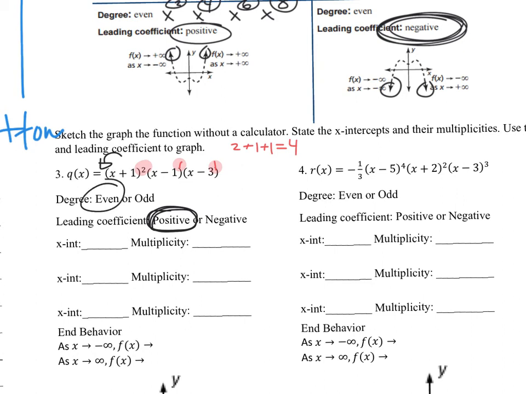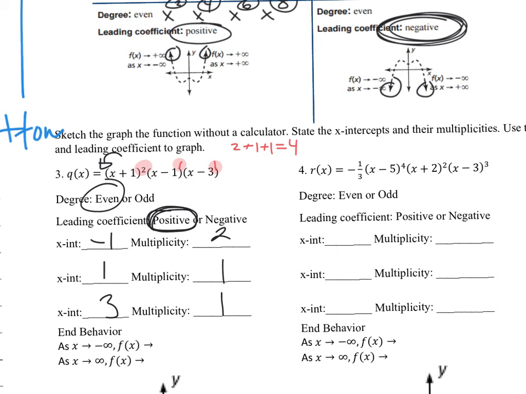Now, the different x-intercepts come from the factors. So the first one, x plus 1, is a minus 1. Then the x minus 1 is a plus 1. And then the x minus 3 is a plus 3. The multiplicity comes from the exponent attached to the factor. So for the x plus 1, there's 2 of them. For the minus 1, there's 1. For the minus 3, there's 1. And that's because they had degrees of 1.